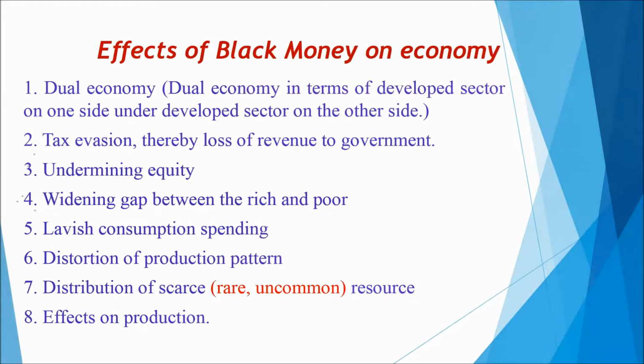Next, we are going to learn about effects of black money on economy. The first one is dual economy. Dual economy in terms of developed sector on one side, underdeveloped sector on the other side. So, because of black money, we have two economies. The person who shows a lot of false accounts will come under developed sector, whereas the other one is underdeveloped sector.